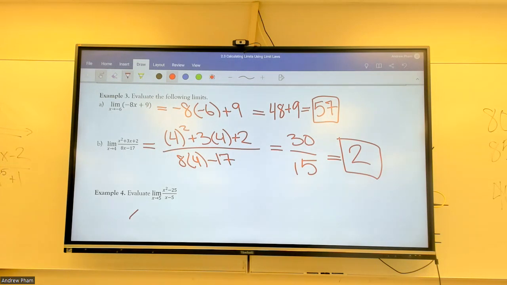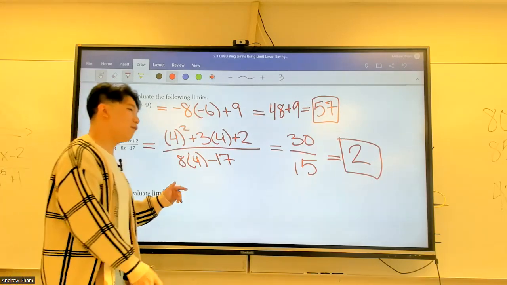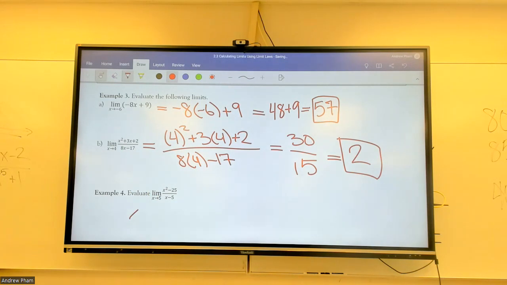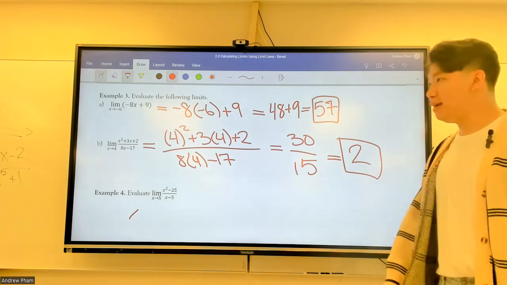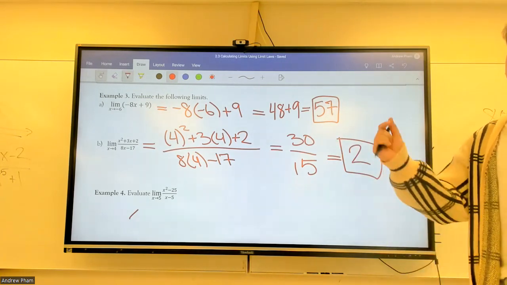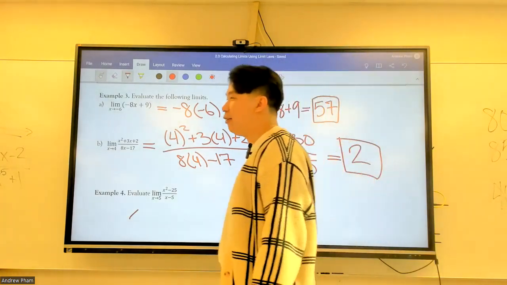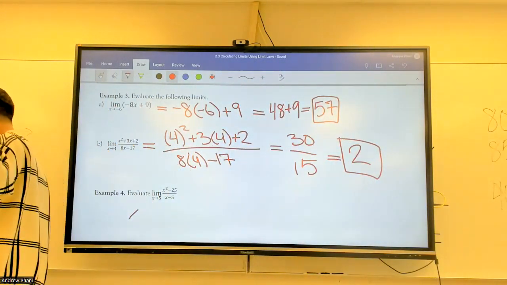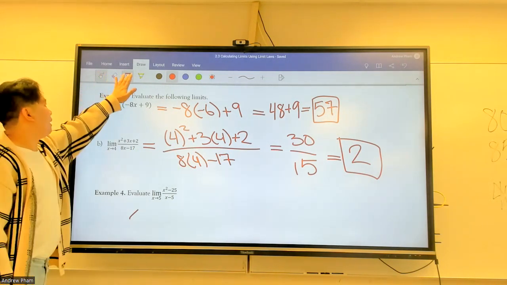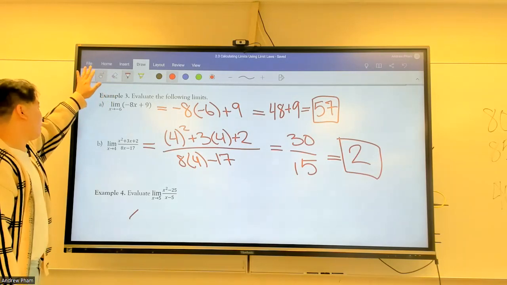So example 4, we have evaluate the limit as x goes to 5 of x squared minus 25 over x minus 5. So initially, I would say, let's go ahead and plug in 5. But what's the problem? We get 0 over 0. We get 0 on the bottom. And usually we don't want to divide by 0, because whenever we divide by 0, all of math starts breaking apart and it starts allowing weird things to happen. So is there any way I can get around this for example 4?